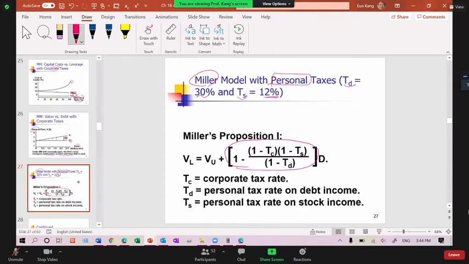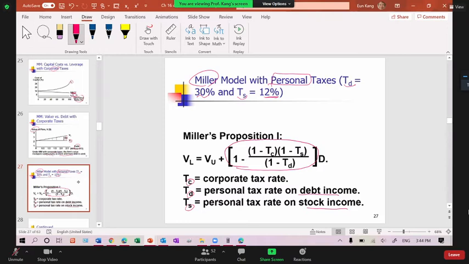I told you that there is a scholar's ego. He first says that capital structure doesn't matter, right? But because of criticism, they changed their conclusion. That may have hurt Miller's ego. So Miller introduced personal taxes and says that VL is VU plus this square bracket times D, and this square bracket is 0. So 0 times D is 0, so VL is VU. See, he was trying to go back to his original proposition, right? So TC, C means corporate tax, TD is personal tax on debt income, TS is personal tax rate on stock income.